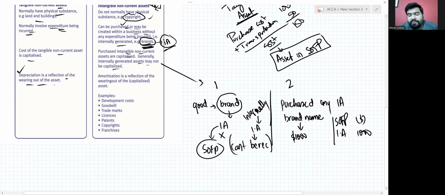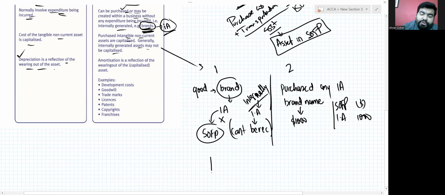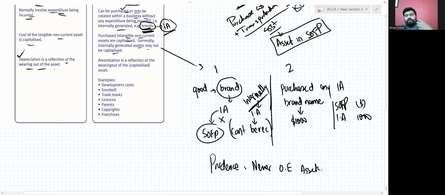Why is it so? Why are we not recording any internally generated asset? Not only for the brand name, for any case, we can't record internally generated intangible assets. We should know that there is one asset, but we will not record it in SOFP. Why? Because of the prudence concept. Prudence says never overestimate the assets. Obviously, internally generated asset means that we have generated it by our own.